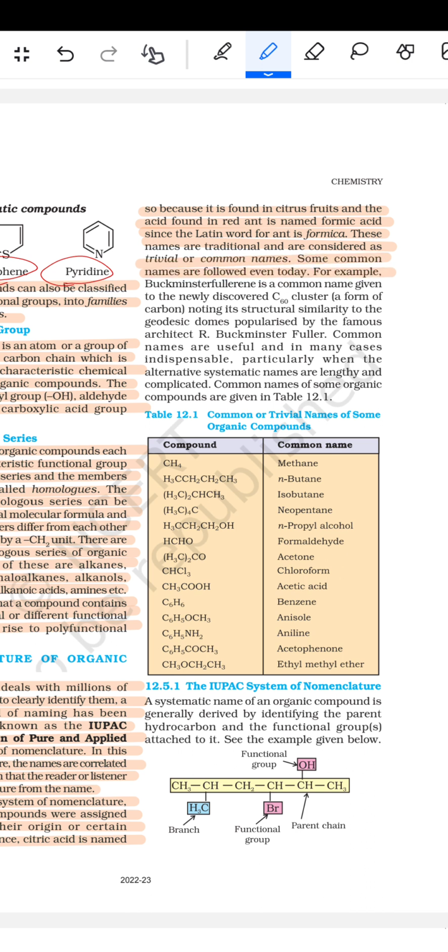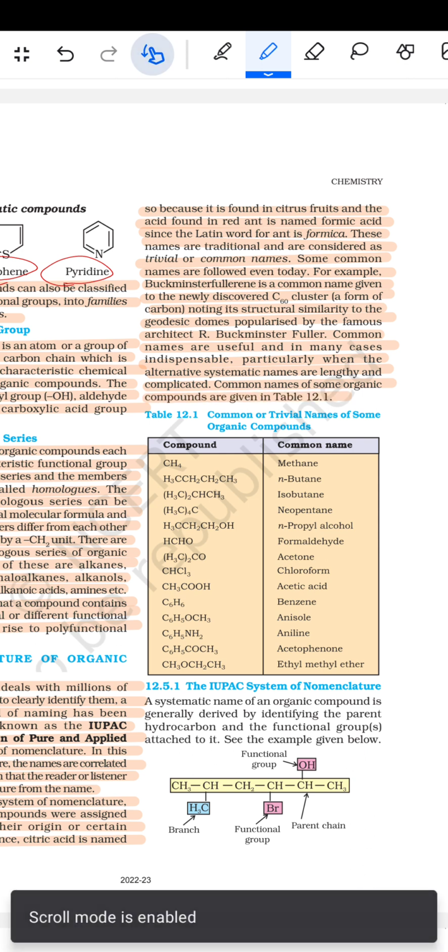For example, Buckminsterfullerene is the common name given to the newly discovered C60 cluster, a form of carbon, noting its structural similarity to the geodesic domes popularized by the famous architect R. Buckminster Fuller. Common names are useful and in many cases indispensable, particularly when the alternative systematic names are lengthy and complicated. Common names of some organic compounds are given in Table 12.1.